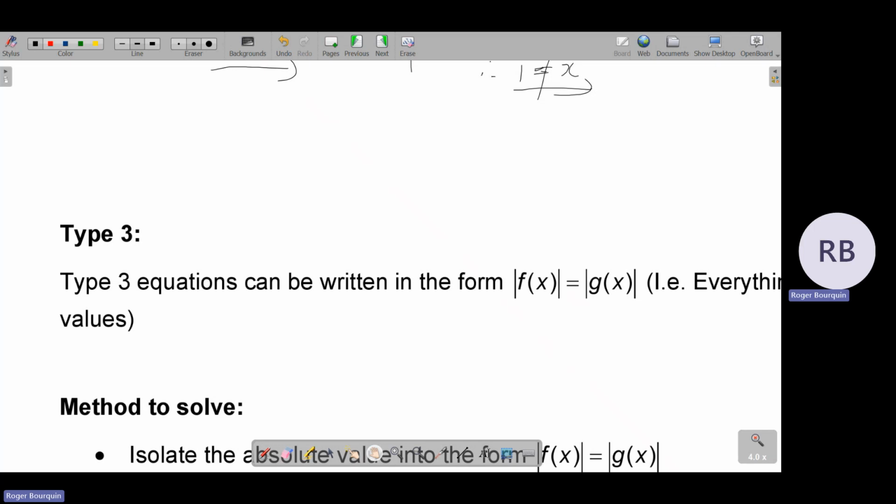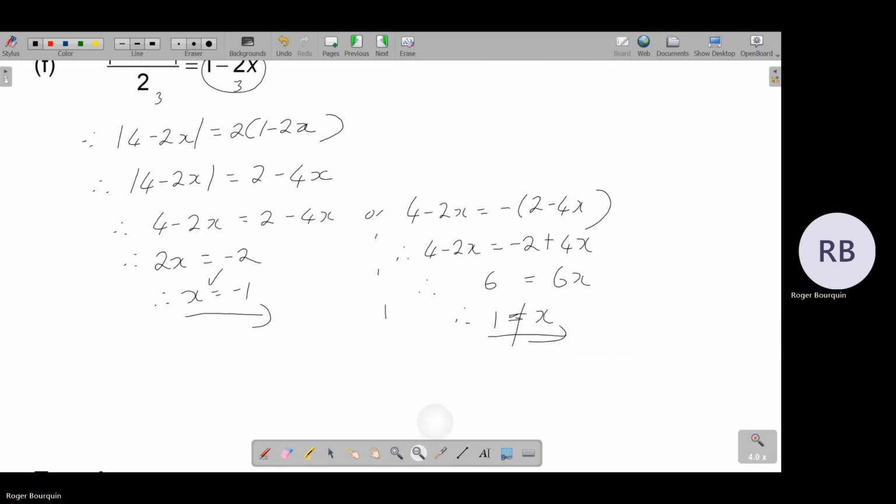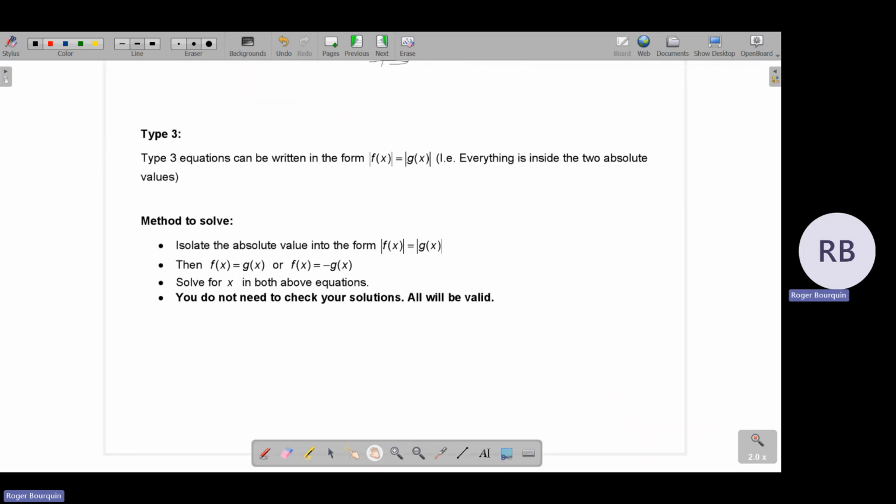All right, top 3. Great. Okay, so this guy again. Now you've got everything inside absolute value. So all your x's are inside. There's nothing outside of the absolute value. You're going to use exactly the same method as you've done before. The only difference, highlight this, is you don't really check the solution.